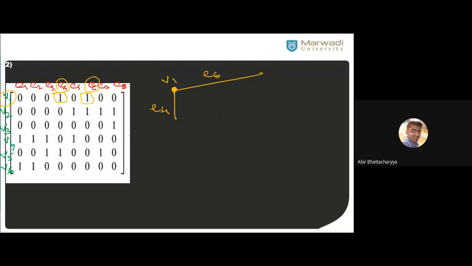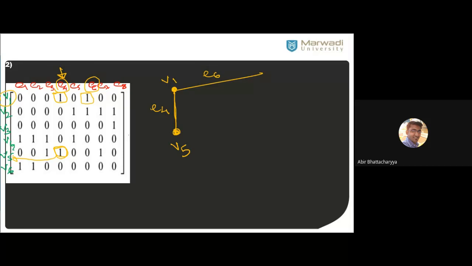Now emission is correct, no problem on that. But you need to find the other end of the vertex. One end is V1. What is the other end of V1? The other end is in this column. In this particular column, you will find another one. Yes, this is V5. So this one you have to point out. So V5 is the other end for E4. Are you getting my point? For E4, the other end is V5.